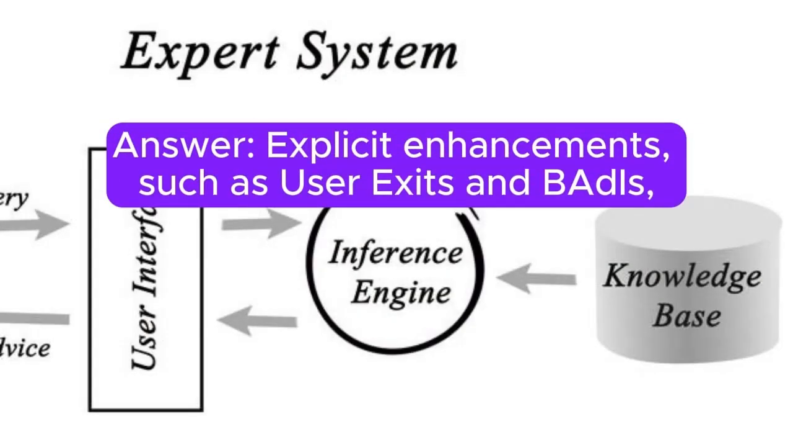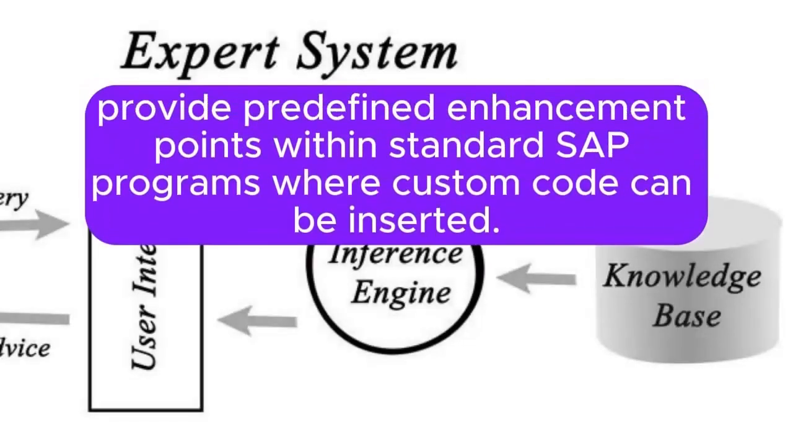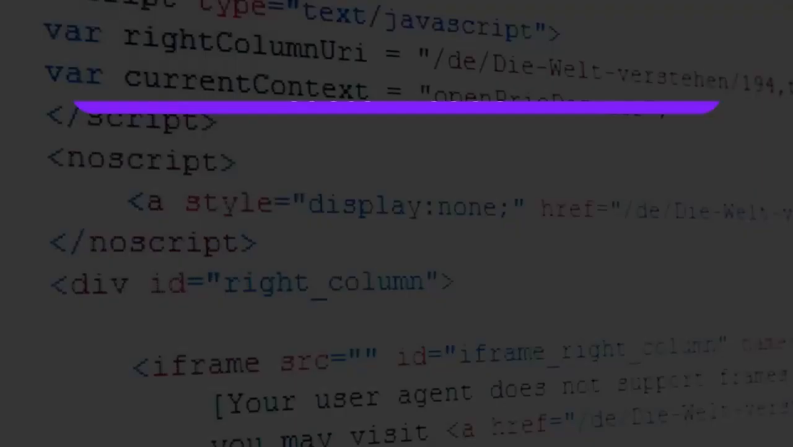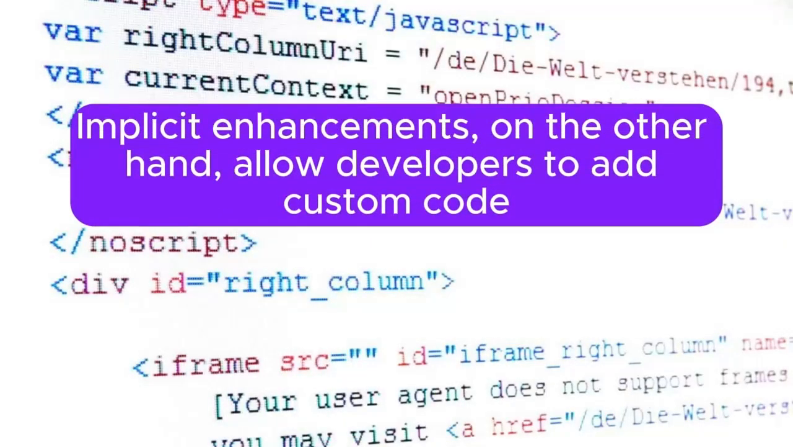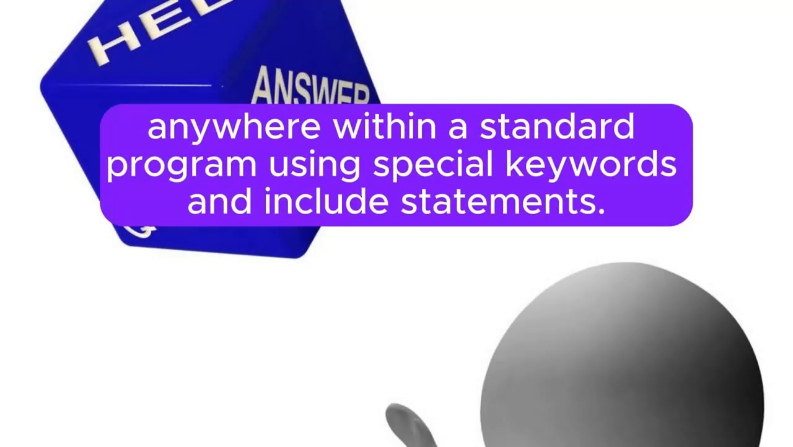7. Can you explain the difference between explicit and implicit enhancements? Answer: explicit enhancements, such as user exits and BADIs, provide predefined enhancement points within standard SAP programs where custom code can be inserted. Implicit enhancements, on the other hand, allow developers to add custom code anywhere within a standard program using special keywords and include statements.